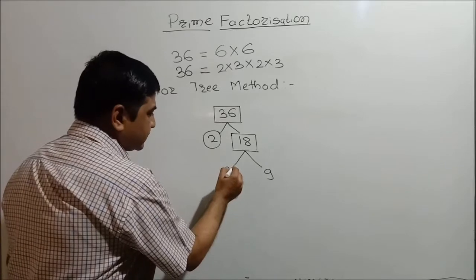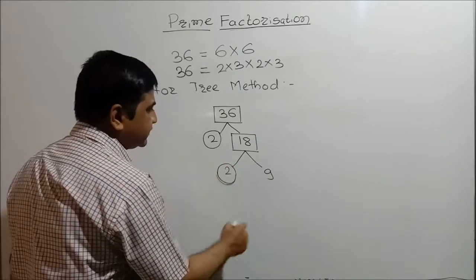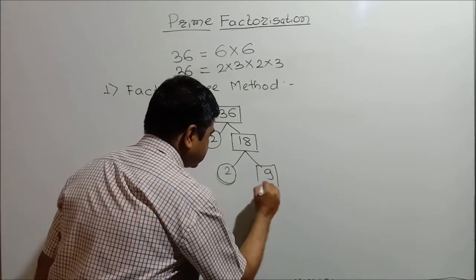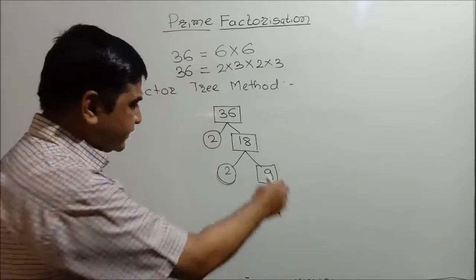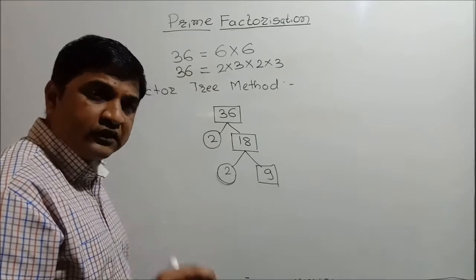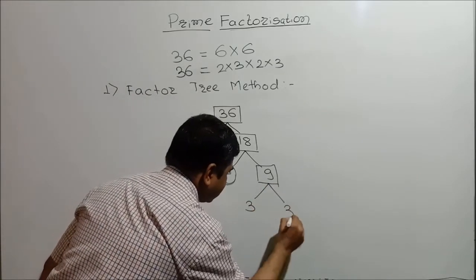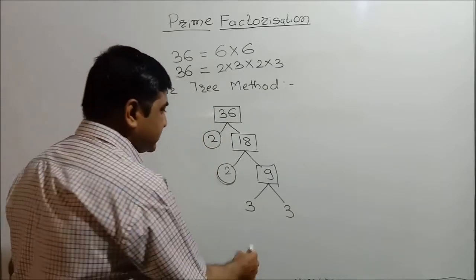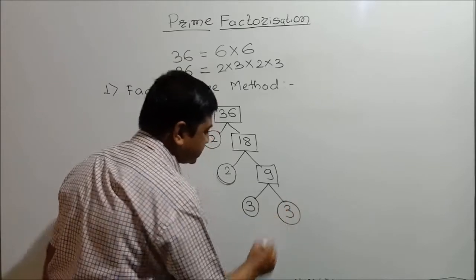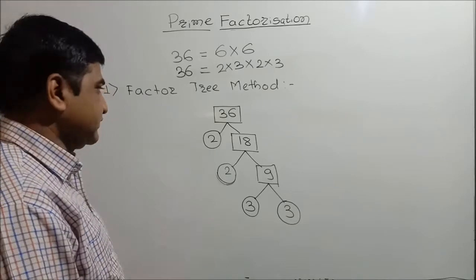Well, 2 being a prime number, I am going to circle it, and 9 is a composite number. I am going to put it in a box. Now, can 9 be divided by 2? No. By 3? Yes. 3 3s are 9. Now you can see that both the factors of 9 are 3 and 3. Both are prime numbers, so I am going to put them in a circle.